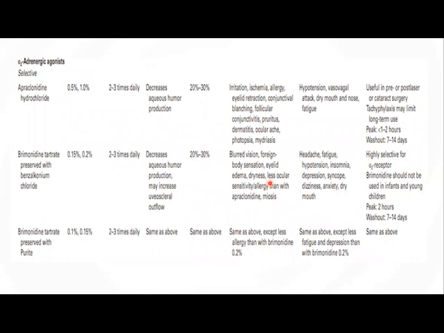And here we can see it is useful pre or post laser or cataract surgery. Tachyphylaxis, and peak less than 1 to 2 hours, washout is 1 to 2 weeks. And brimonidine tartrate is highly selective for the alpha-2 receptor. Brimonidine should not be used in infants and young children. The peak is 2 hours. Washout is the same, 1 to 2 weeks.